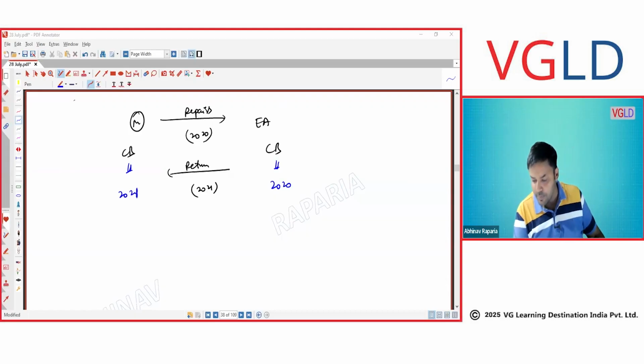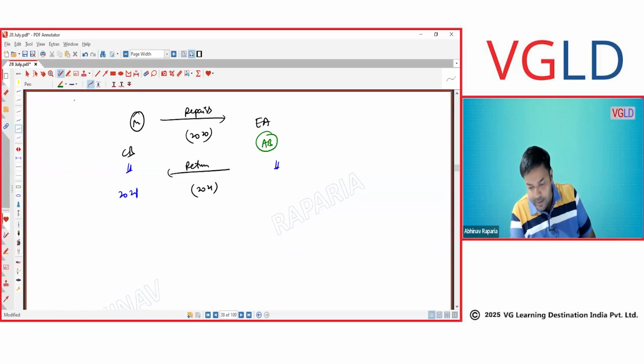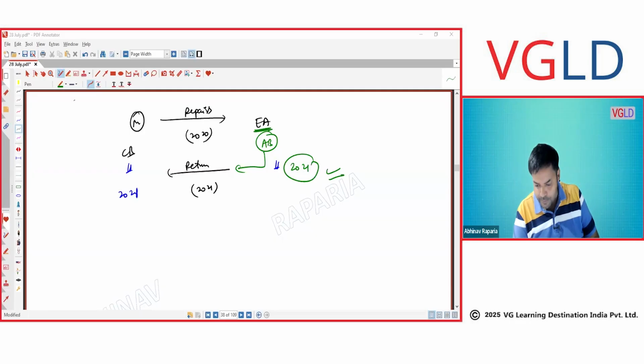Same question, but I'm saying that EA is not cash basis. EA is accrual basis. Will it change for the mechanic? Nothing will change for the mechanic. The question is when EA is going to book. If EA is accrual basis, EA is going to book whenever the service is provided to him, that means in 2021. This is the difference for the accrual basis. I hope this is okay.